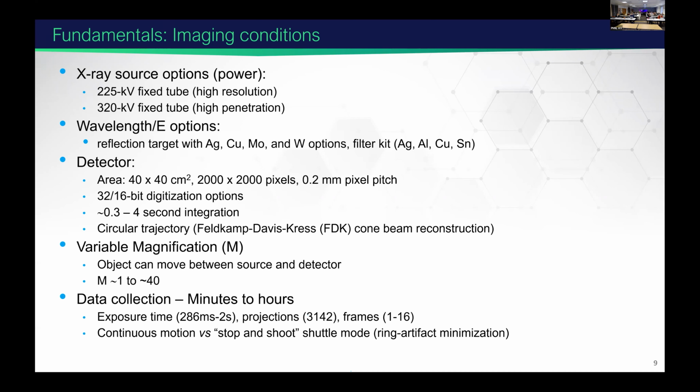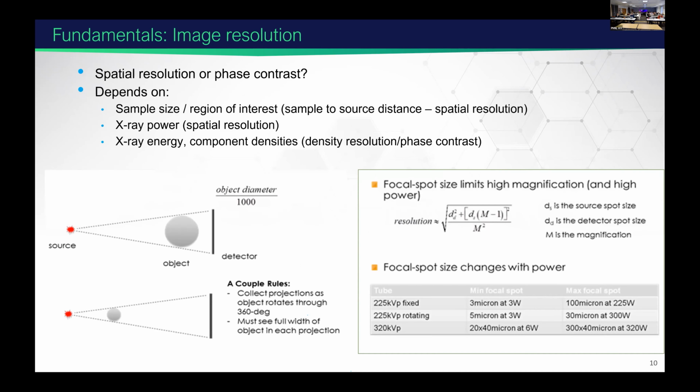Typically, the MONet scans are around the order of hours, and you also have an option of continuous rotation versus shuttling mode, which is a stop and shoot between each little step, and that's what we use for imaging because it eliminates ring artifacts in the images. A few words about the resolution. So we distinguish spatial resolution and phase contrast, or our ability to resolve phases. The spatial resolution, as I mentioned about the cone beam configuration, depends on if you want to capture a whole object.